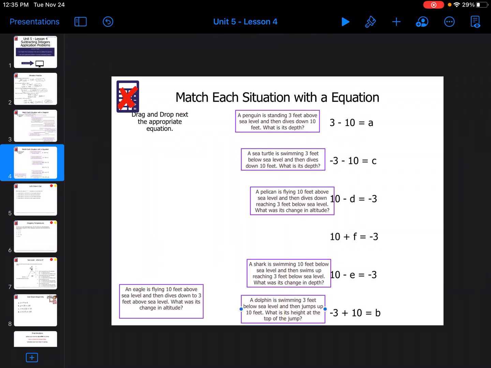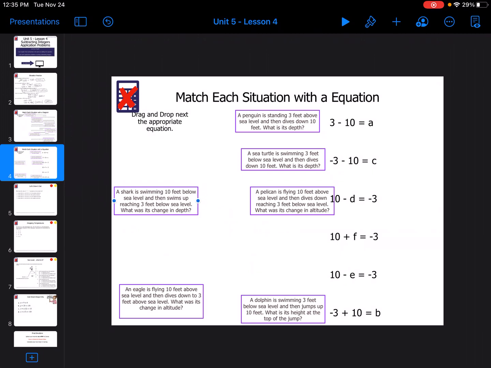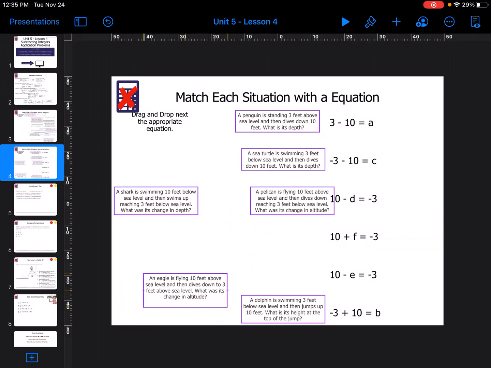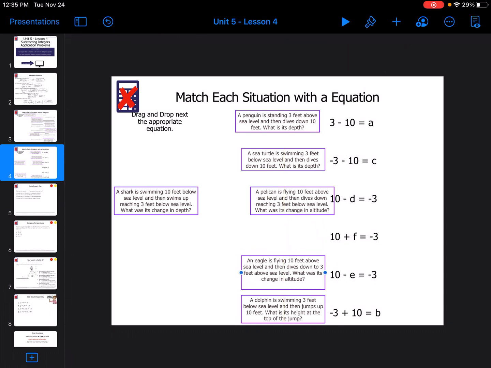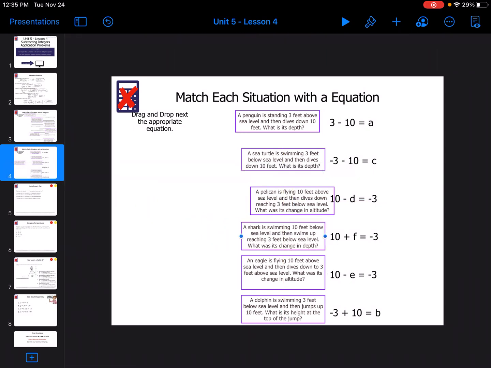So an eagle is 10 feet above sea level and then dives down to 3 feet above sea level. So I think I put my shark in the wrong place again. So it's 10 and then it's diving down. There we go. So now, what was its change in altitude? And then this one is going to have to go here because it goes up, so that's adding.